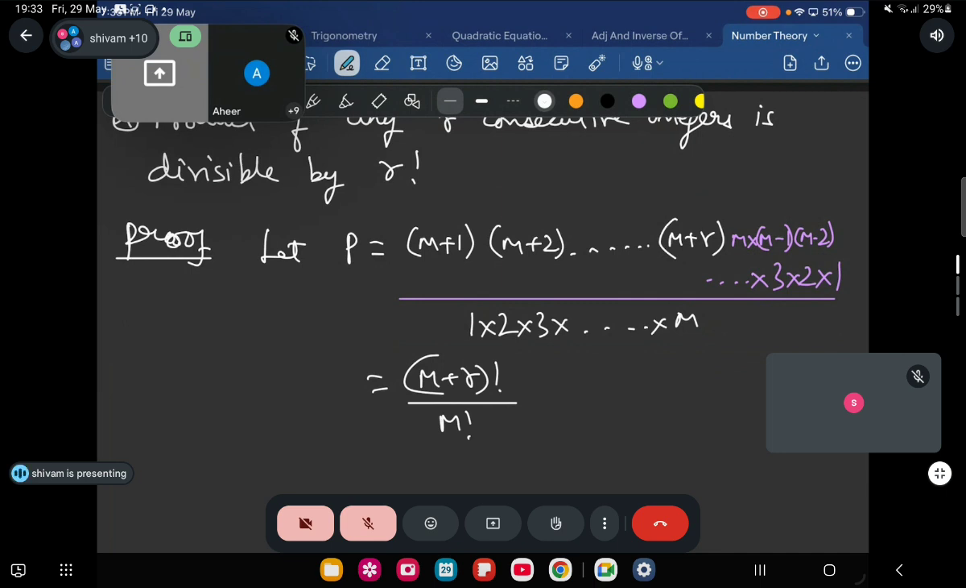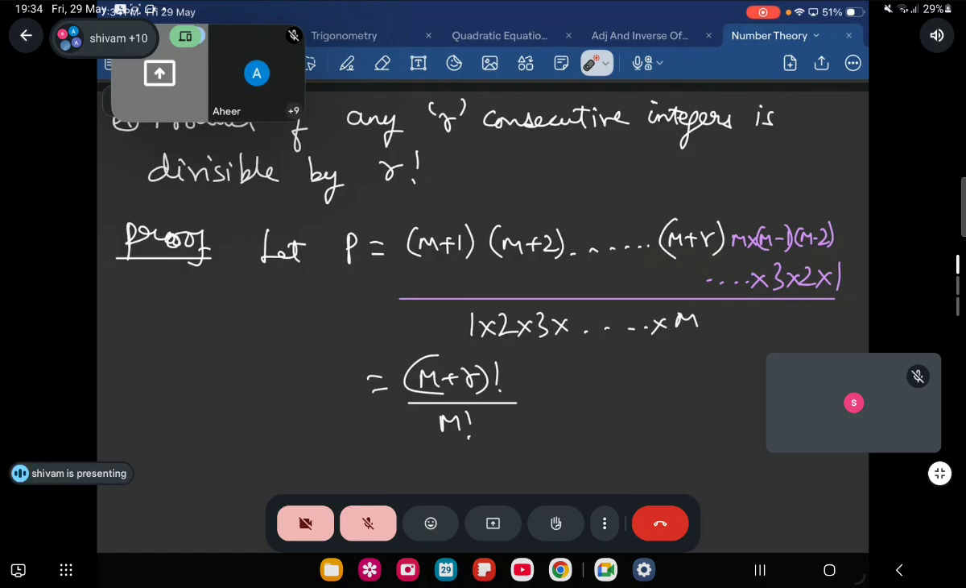Tell me, anyone having any doubt, you can ask me. Okay, what's the doubt? If you talk about any factorial, like x factorial, it is 1 into 2 into 3 up to x, right? So in the numerator, what did I write? Tell me, Aviraj. I have written all the consecutive integers up to m plus r, and that will become m plus r factorial.